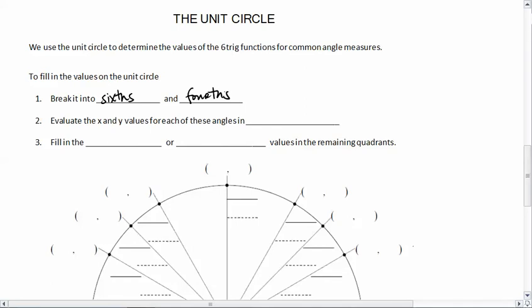Then we're going to evaluate the x and y values for each of these angles in quadrant 1. Quadrant 1 is going to give us, because we just have a radius of 1, all of the values on the rest of our coordinate plane, on the rest of our unit circle. We just have to decide whether or not they're positive or negative and which angles match up where. Then we want to fill in the positive or negative values in the remaining quadrants.